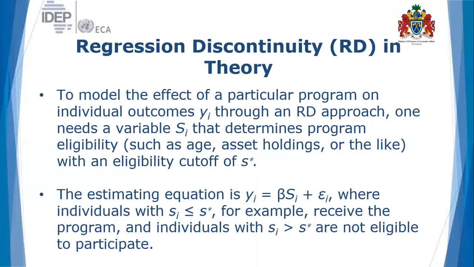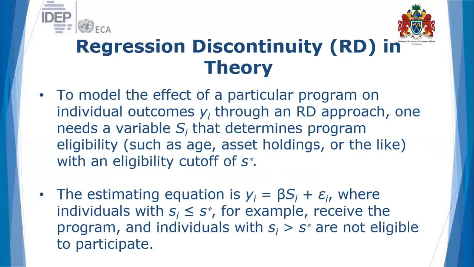Regression discontinuity in theory. To model the effect of a particular program on individual outcomes, Yi, through the regression discontinuity approach, evaluators need a variable Si that determines program eligibility. So in the examples we saw, the Grameen Bank's microcredit program, the variable Si was land holding size of less than half an acre.